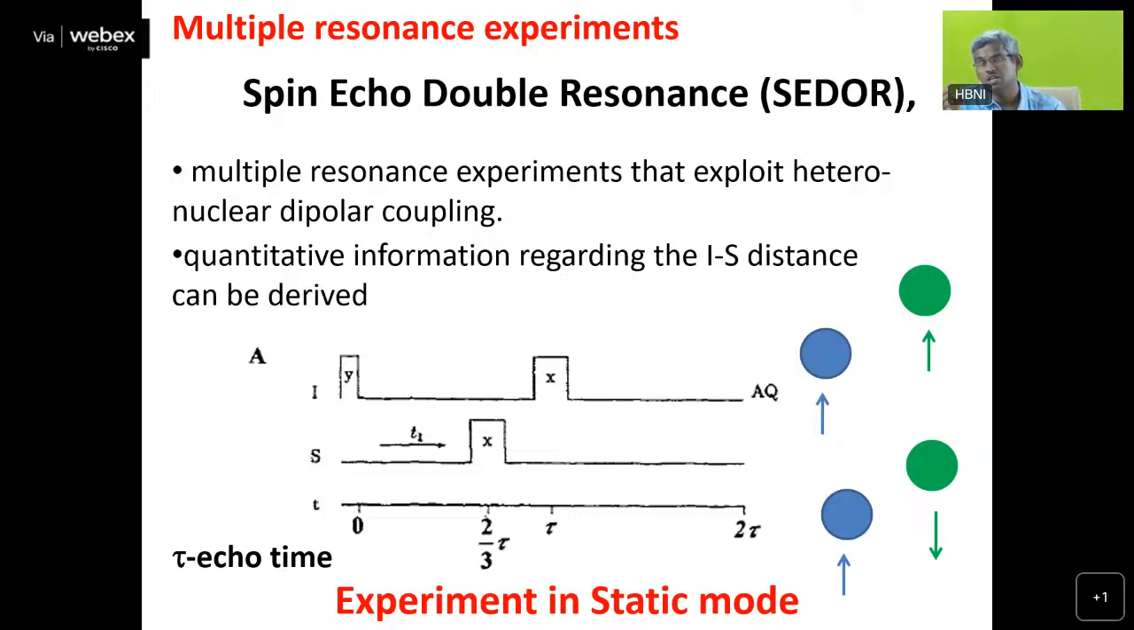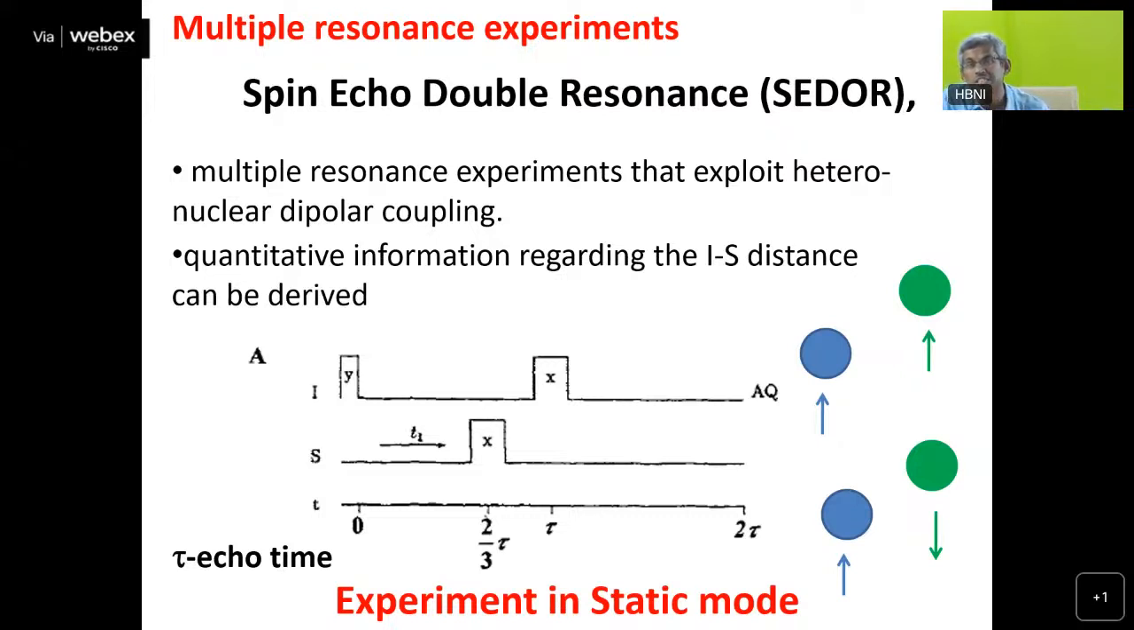So let us discuss that. You are measuring the echo signal intensity as a function of time. So from this, you can get information regarding dipole-dipole interaction. Once you know the dipole-dipole interaction, then what will happen? We can generate the distance between the groups involved. So this is the main purpose of doing a spin echo double resonance experiment, SEDO.